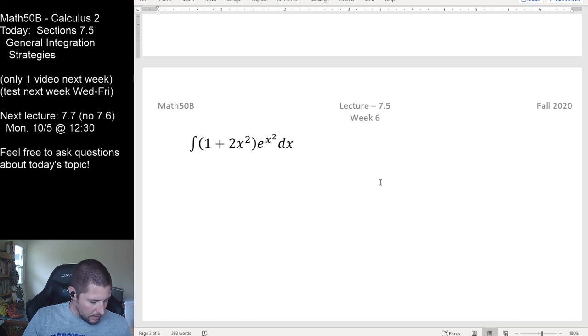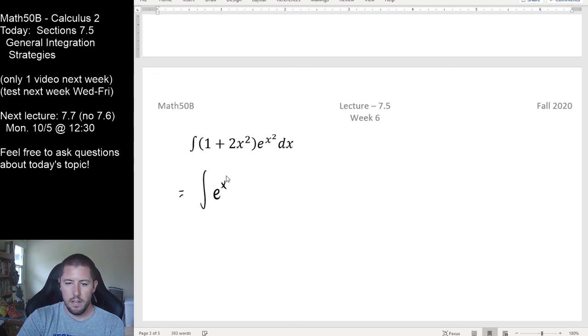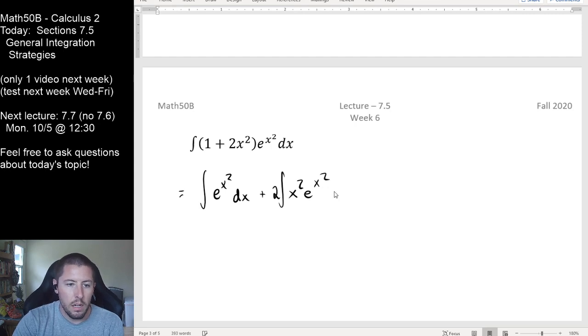And so I'm going to make a slightly different substitution on this guy and see if we can finagle something to happen here. What I'm recognizing here is that this is really just the same thing as the integral of e to the x squared dx plus the integral, and I'll just say it, 2 times x squared e to the x squared. Yeah, so that's basically what I'm going to try for this one right here.